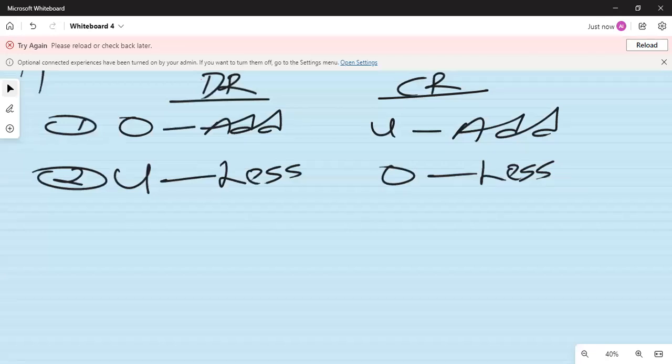This is what I'm saying. The debit: if that debit side is overcast, you add it. If it is undercast, and this item is on the debit side of the trial balance, you less. If that item is going to be on the credit side of the trial balance and it is undercast, you add. If it is on the credit side and it is over, you less. That is it.